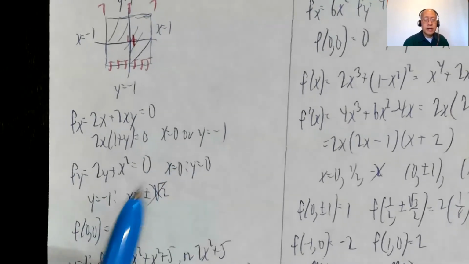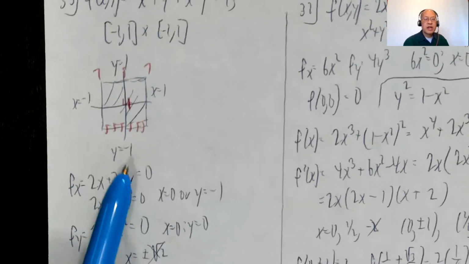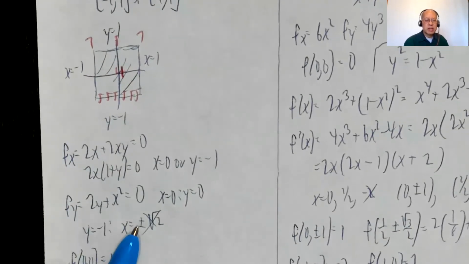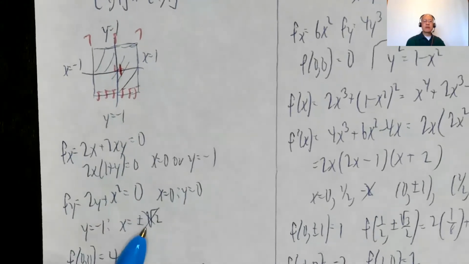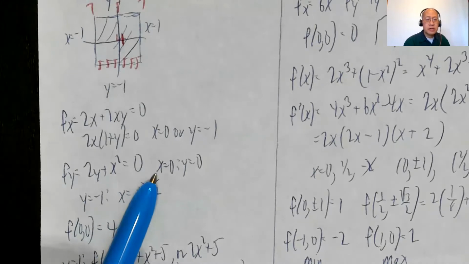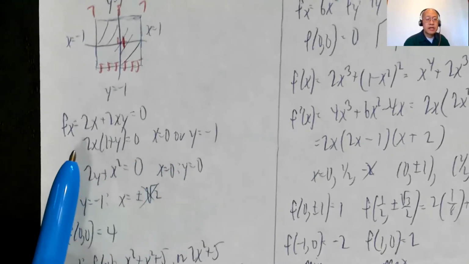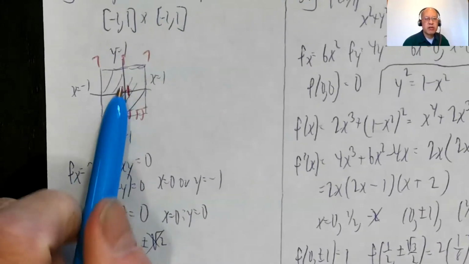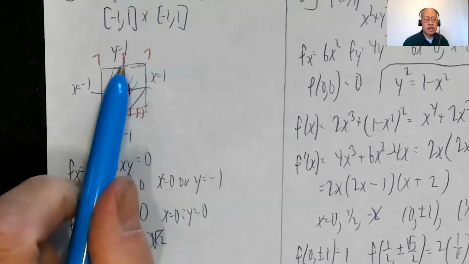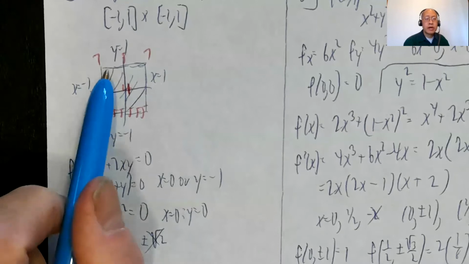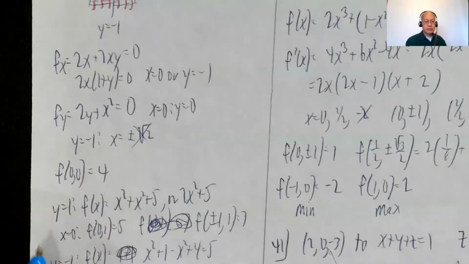So let's see, if y is -1, put -1 here, that means x is plus or minus the square root of 2. That's outside of my range, so forget about that. Okay, and if x is 0, let's see, x is 0 right here, that means y is 0, and f of (0, 0) is 4. Okay, so on the interior, the only critical number I have is 4. So now I have to check the boundaries, which are x equals -1, 1, and y equals 1 and -1.